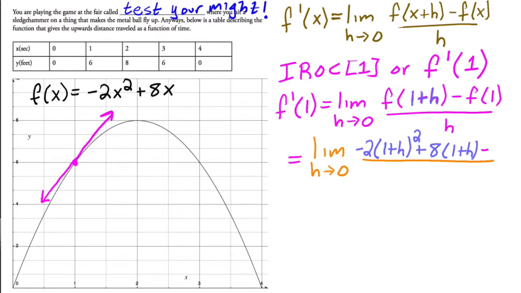f of 1, I already know what that is. f of 1 is equal to 6. And just plug in 1 here, you get 6. Or you can just look at the table right there. Over h.